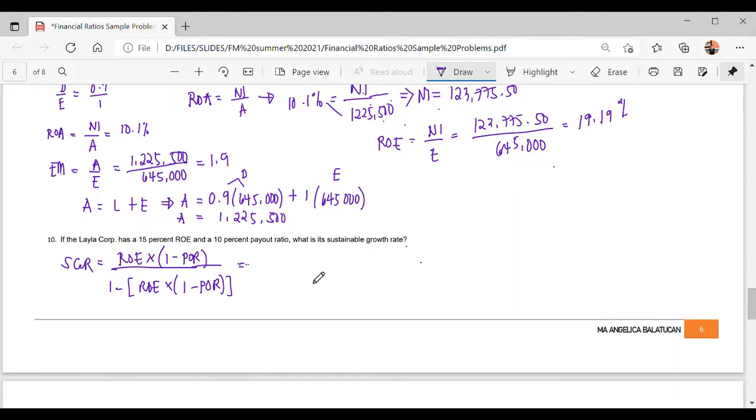Okay, so what is our ROE? The ROE is 15%. Then times 1 minus the payout. The payout is 10, so this is 90%. Then 1 minus 15 times 90%. So that's 0.15 times 0.90, that's 13.5%, divided by 1 minus 13.5. This is 86.5%.